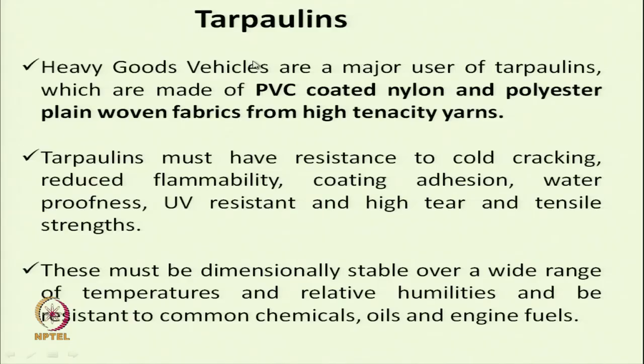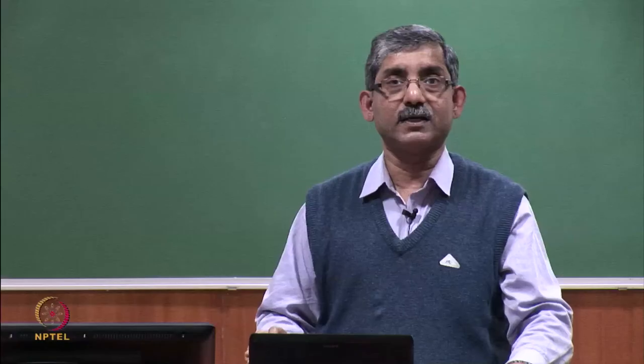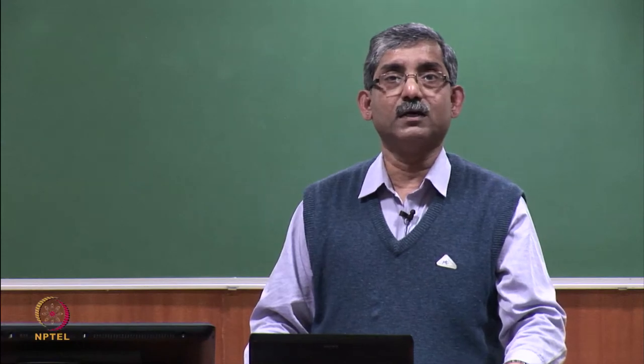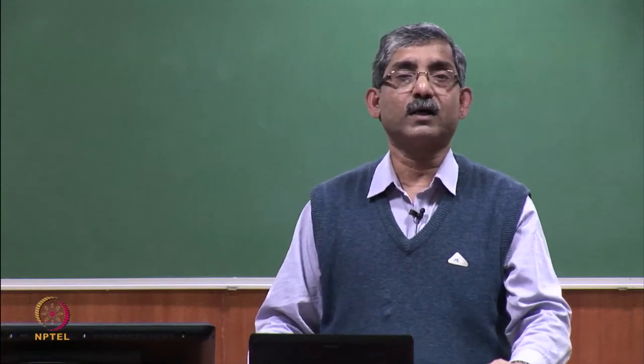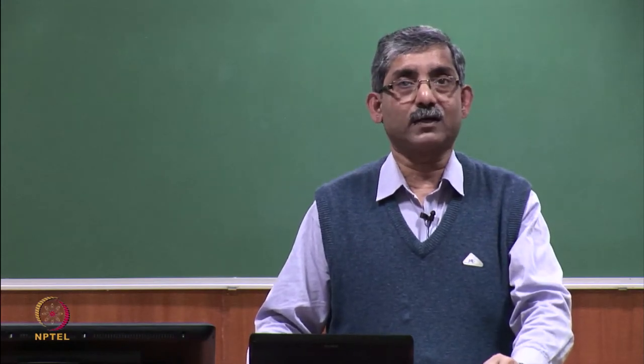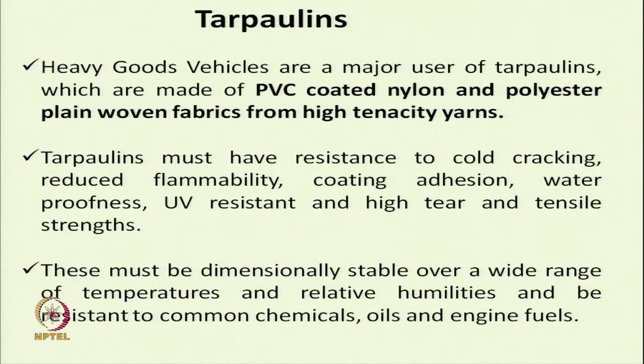Tarpaulin is another technical textile product used basically for heavy goods vehicles, which is made of PVC coated nylon and polyester plain woven fabric from high tenacity yarn, because here strength, tearing strength, tensile strength and abrasion resistance are important. And PVC coating is important because it should be water impermeable. Tarpaulin is used to protect the goods from getting wet.